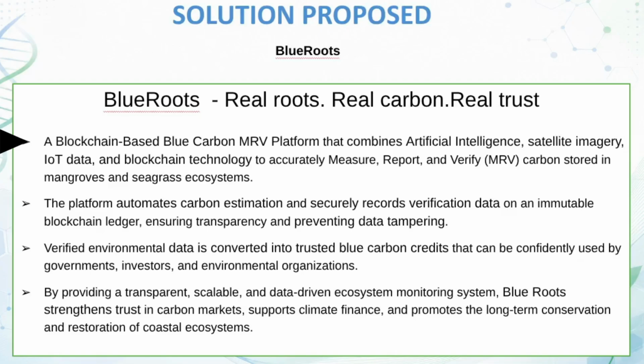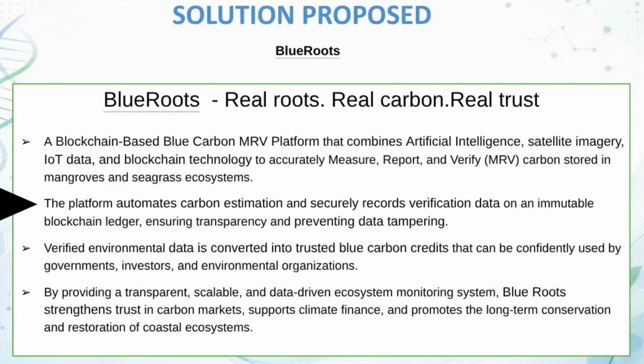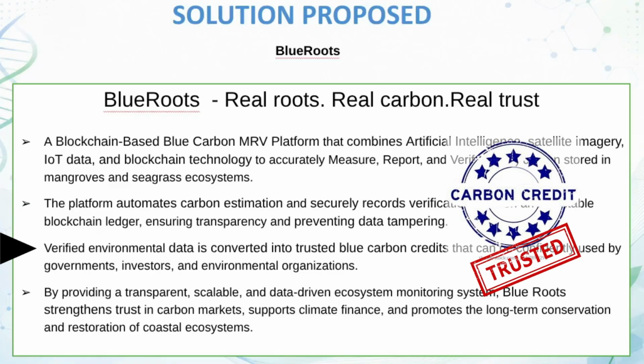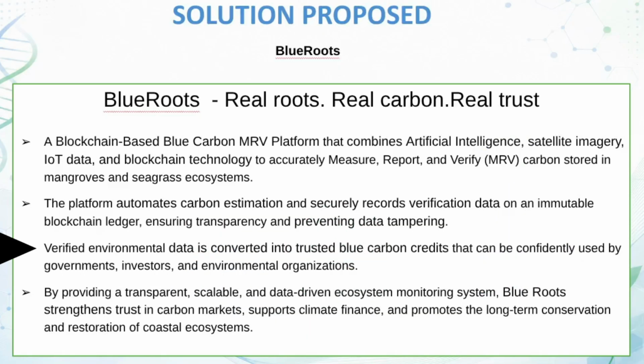This platform automates carbon estimation and securely records verification data on an immutable blockchain ledger, ensuring transparency and preventing data tampering. The verified environmental data is converted into trusted blue carbon credits that can be confidently used by governments, investors, and environmental organizations. By providing a transparent, scalable, and data-driven ecosystem monitoring system, BlueRoots strengthens trust in carbon markets, supports climate finance, and promotes the long-term conservation and restoration of coastal ecosystems.